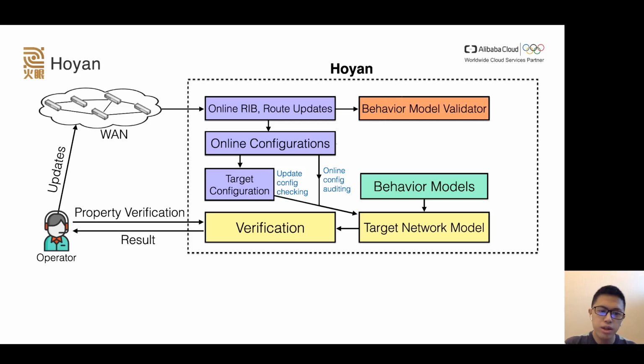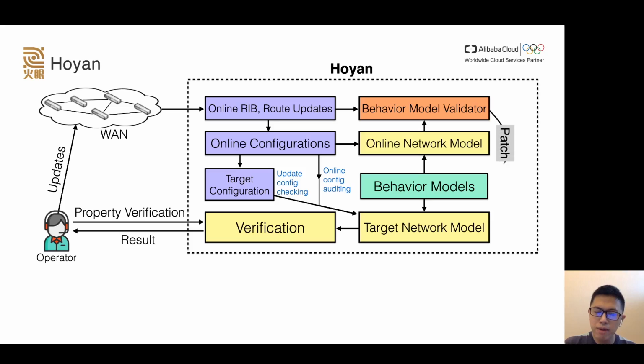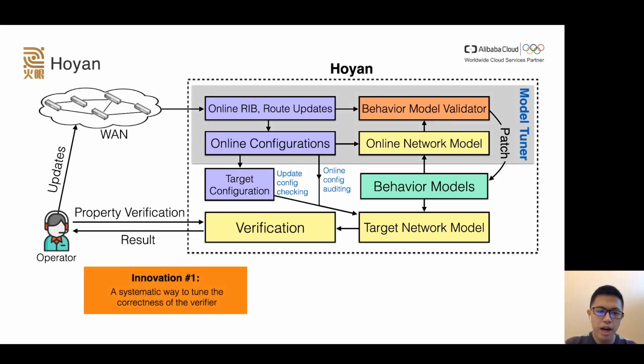In order to ensure the correctness of the network behavior model, we also equip Huoyan with a behavior model evaluator to tune the network model in a periodic way. The gray part in Huoyan's architecture is called the model tuner, which is responsible for ensuring the accuracy of the generated behavior model. The design of the model tuner is our first innovation.